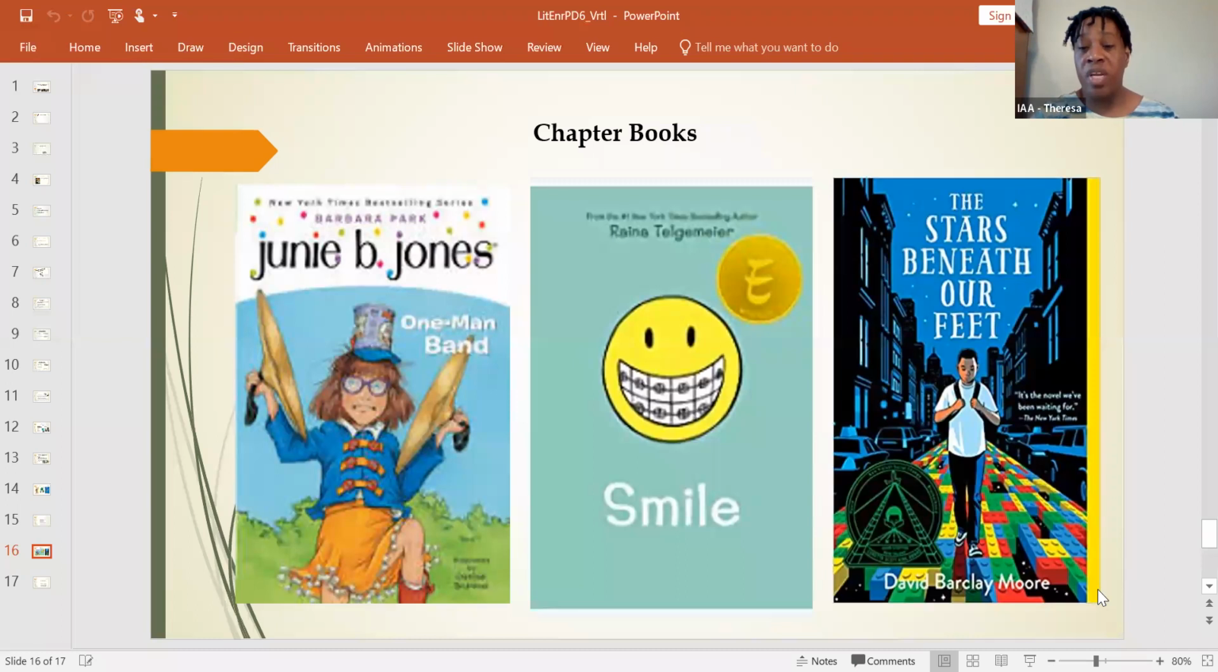I'm looking at the stars beneath our feet. Looks like a young gentleman, maybe in middle school, high school. We're talking about stars. Again, what are some themes or subjects that jump out at you? And then the second part of that's the first step: looking at your cover and your title, what are some questions that you can ask?